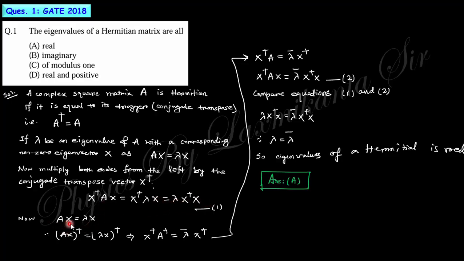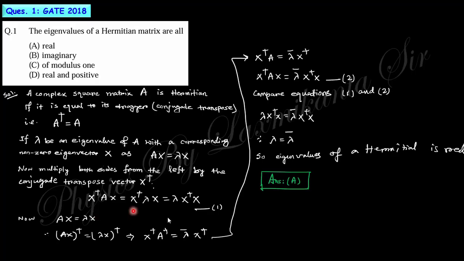Now you know Ax equals lambda x, the equation of this vector, and take the dagger on both sides. So this will be x dagger A dagger equals lambda bar x dagger, where lambda bar is the complex conjugate of lambda. Multiply it on both sides, and you know A dagger equals A, as this is a Hermitian matrix. Now multiply both sides by x from the right hand side.